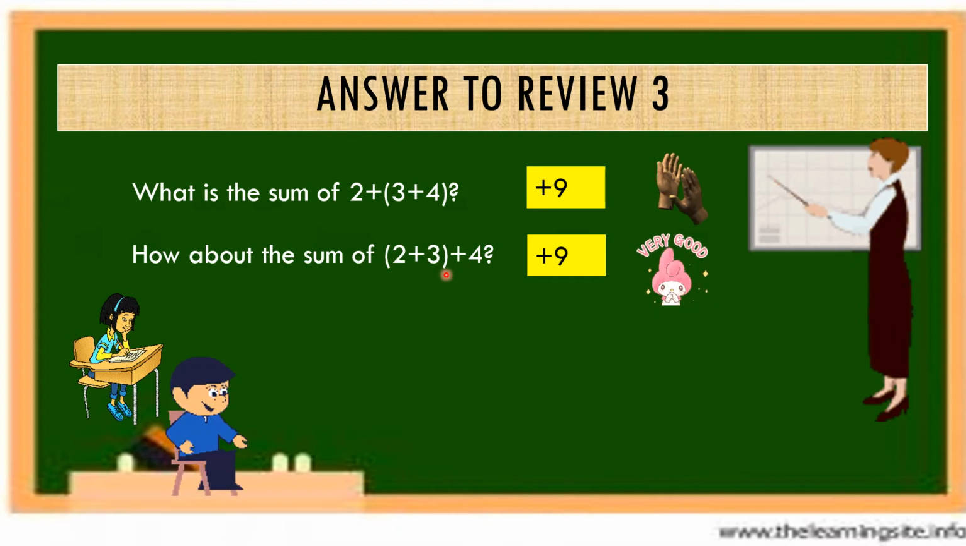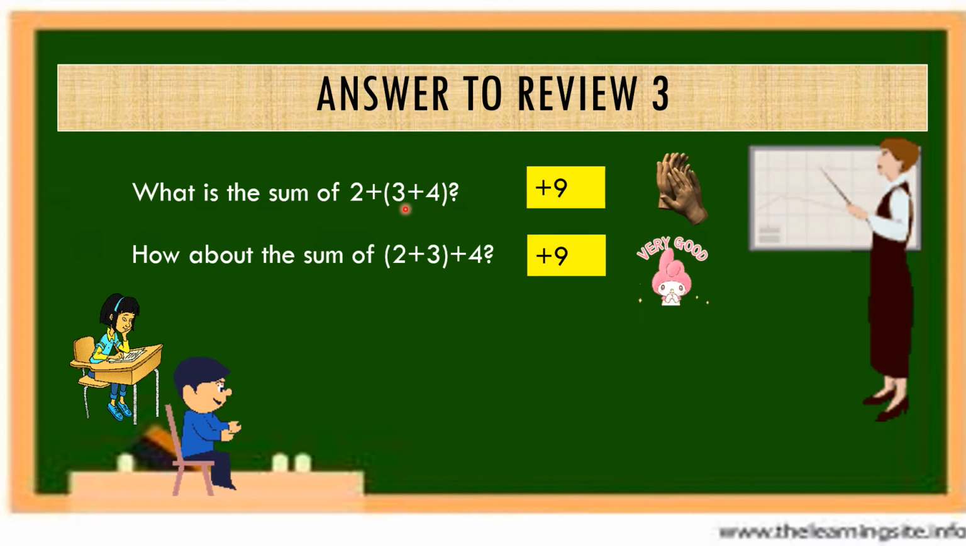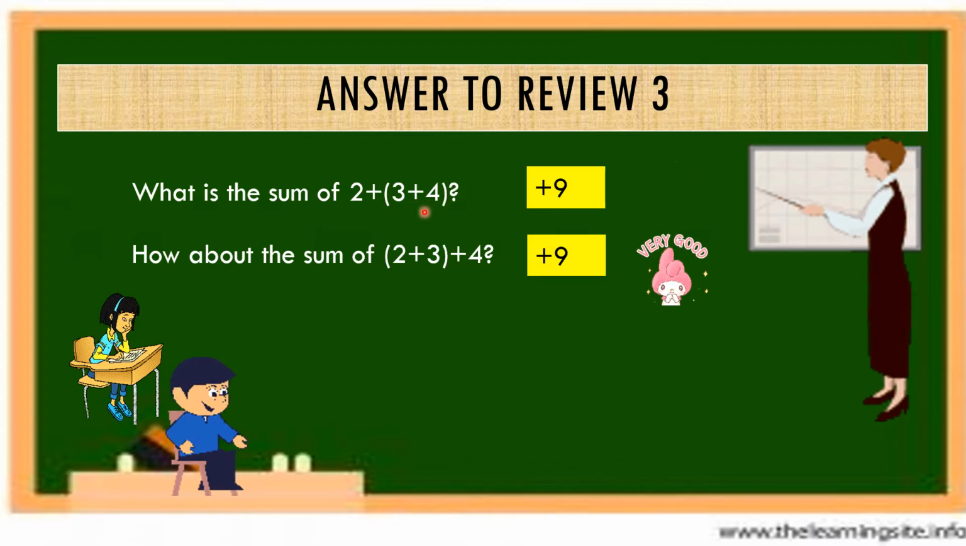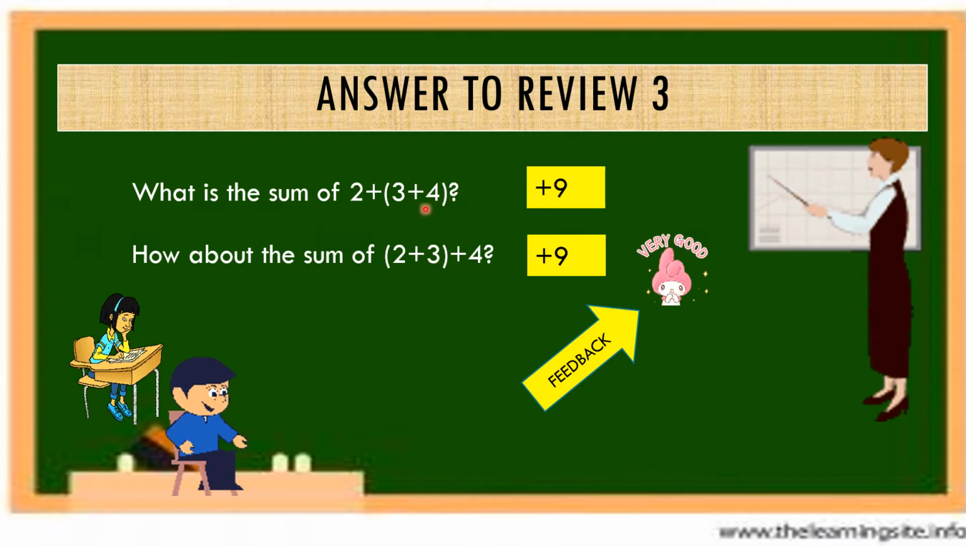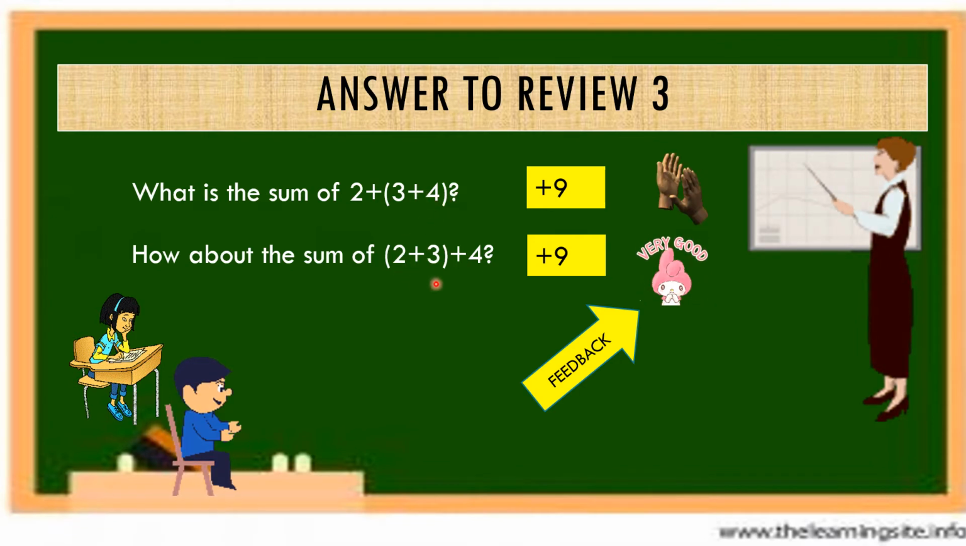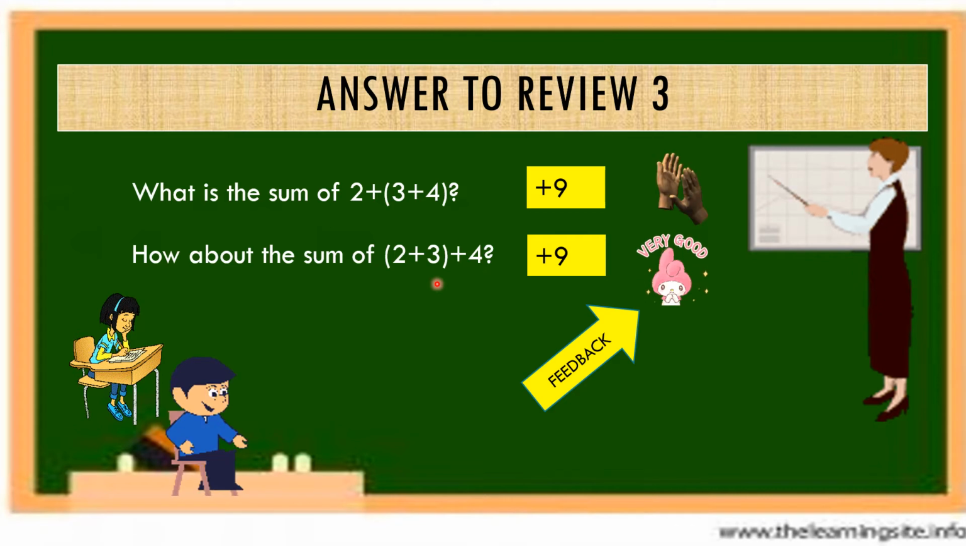Very good. So, looking at the given, we change the order of the groupings of the addends. The first grouping is 3 and 4, and the second grouping is 2 and 3. If we change the order of the grouping, does it alter the result? No, it does not change the result because we have the same answer.